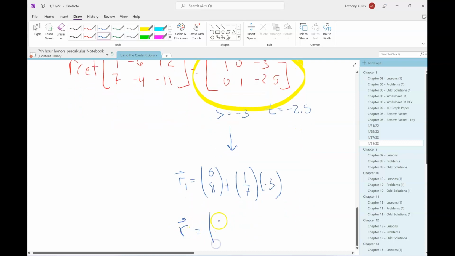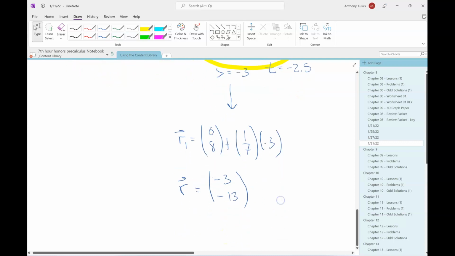So when I do that, I get -3, -13. So that's the point of intersection, or point vector of intersection. Is that okay, Josie? You want to talk through that one more time? I went kind of fast.